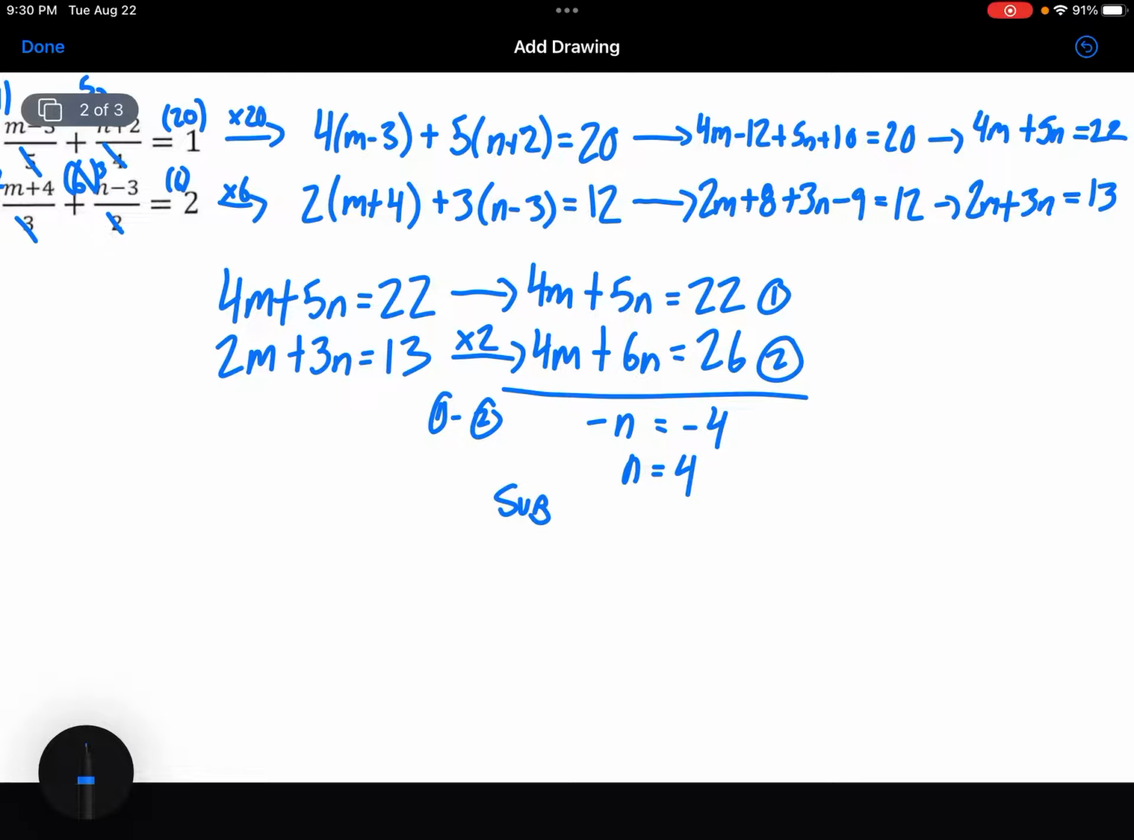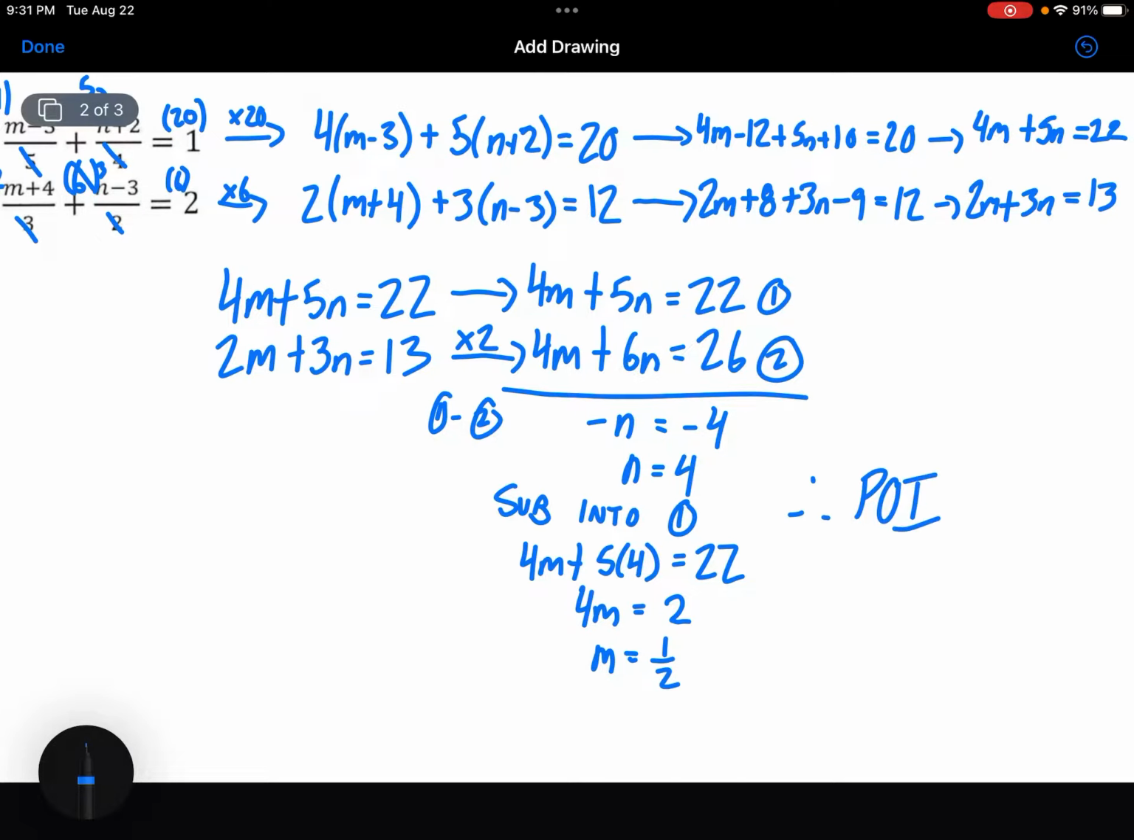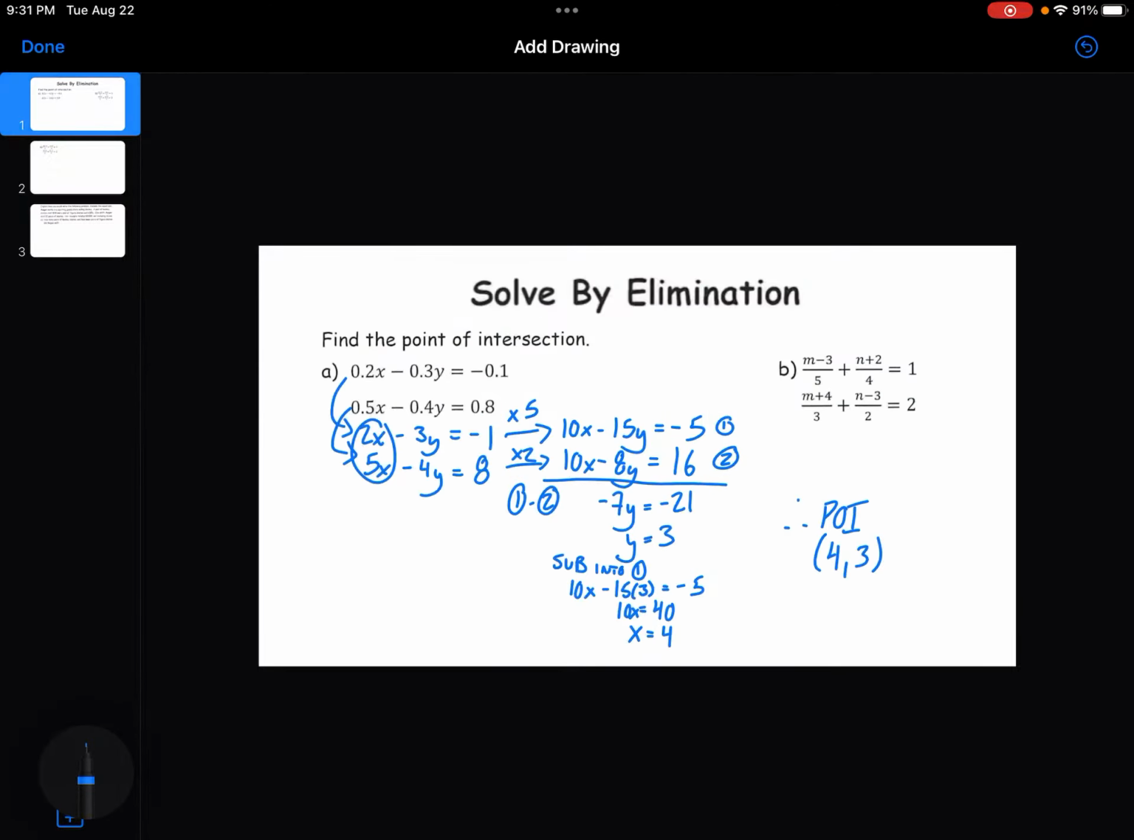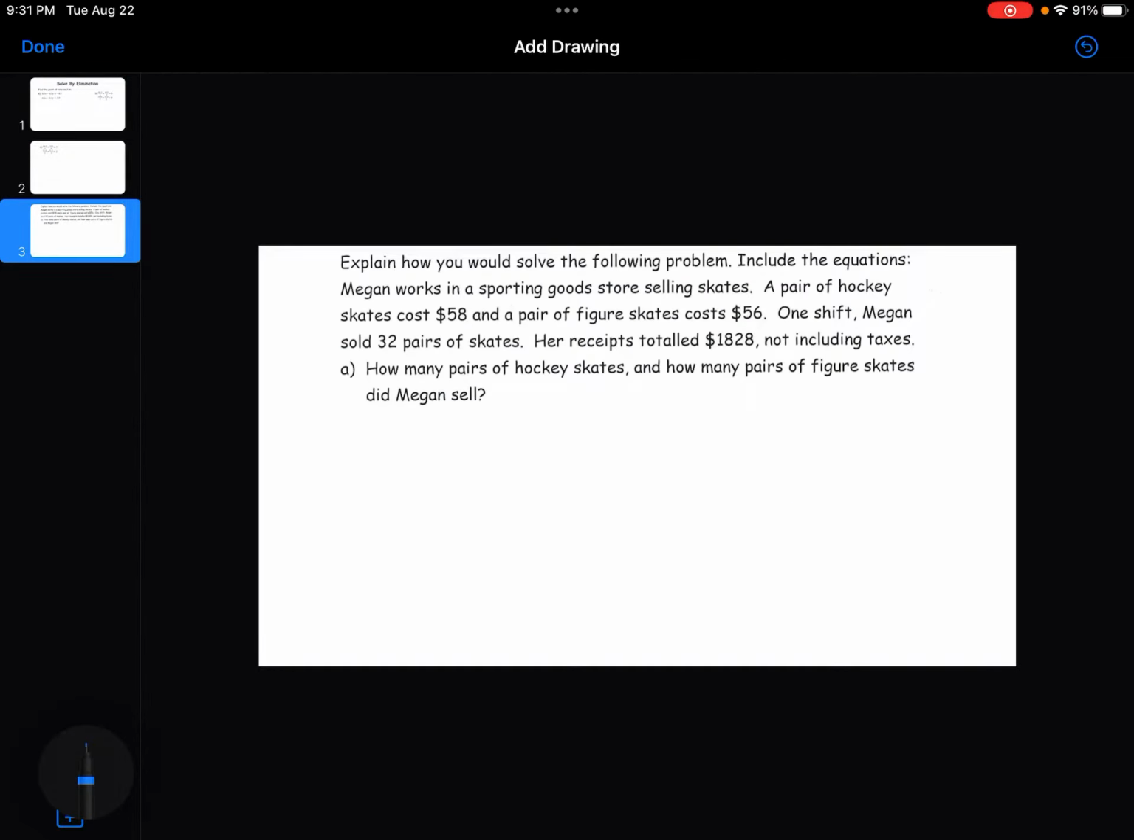Sub that back into 1. 4m plus 5 times 4 equals 22. We get 4m equals 2. m equals 1/2. And therefore, even though they're not x and y, we can still write this as 1/2 and 4. Just write it alphabetically. I'm not sure if I wrote it in the first one. Yeah, I definitely did. This last one, you're going to explain your thought process to me.